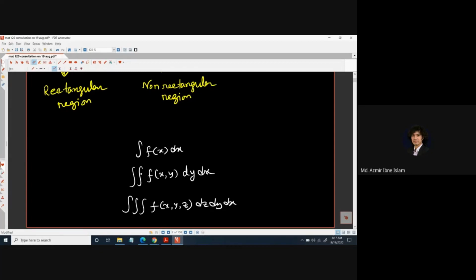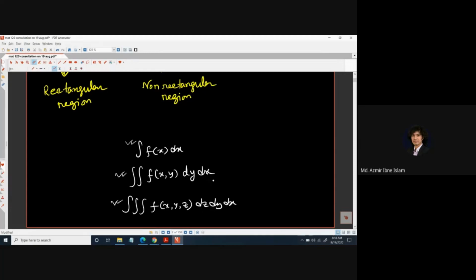So these are the chains. You can see the pattern: it is just our known integral, then a double integral, and then a triple integral. We already know how to evaluate the first type of integral, but now the question is how we can evaluate double and triple integrals. So you can see that here we have dy dx and dz dy dx.